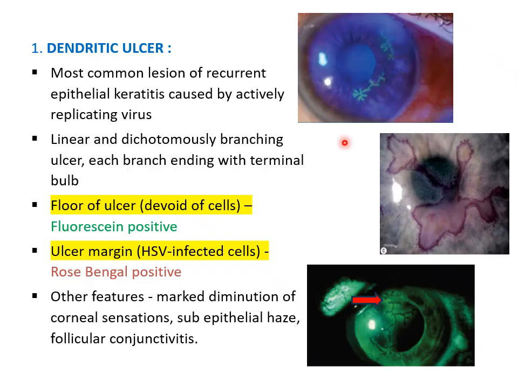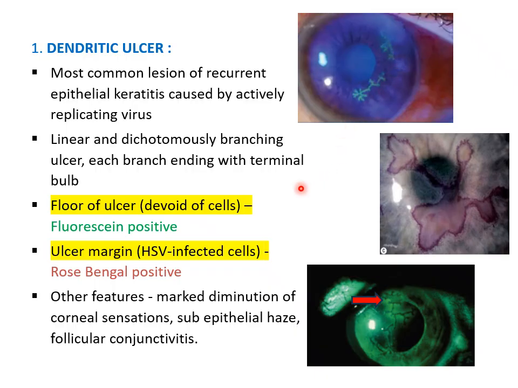This is the characteristic lesion of recurrent epithelial keratitis, and it is caused by actively replicating virus. As you can see, the lesion is more or less linear and dichotomously branching, two branches given off just like a tree, and each branch ends with a terminal bulb. Please remember, it's an ulcer, right? It is caused by the breakdown of the epithelium.